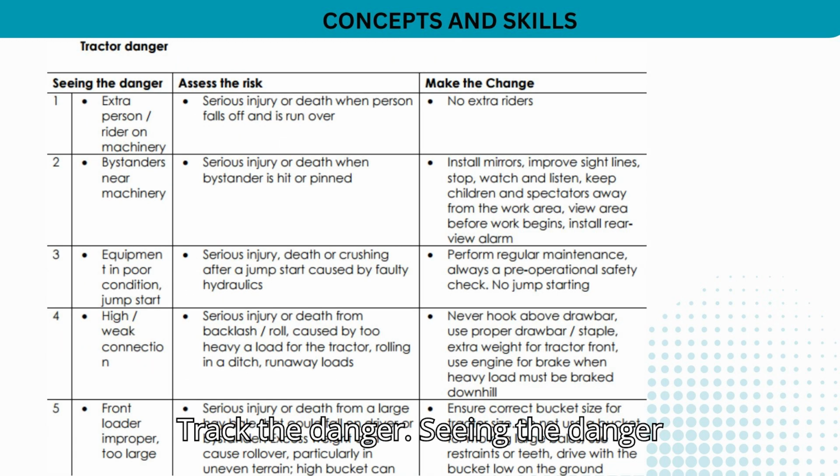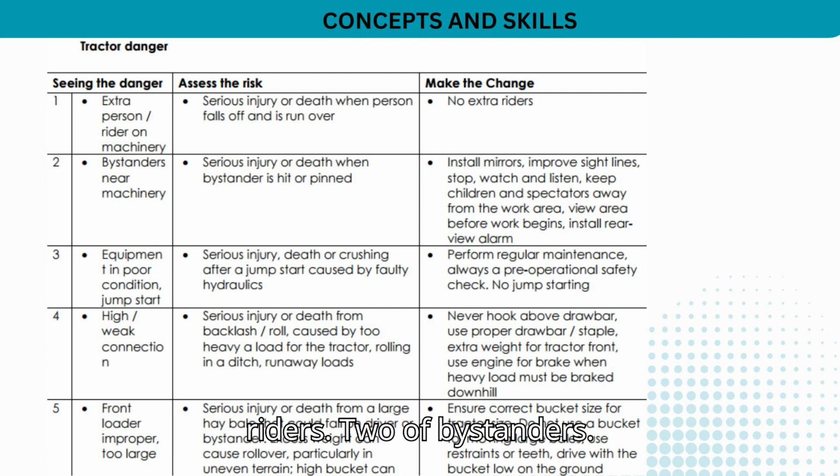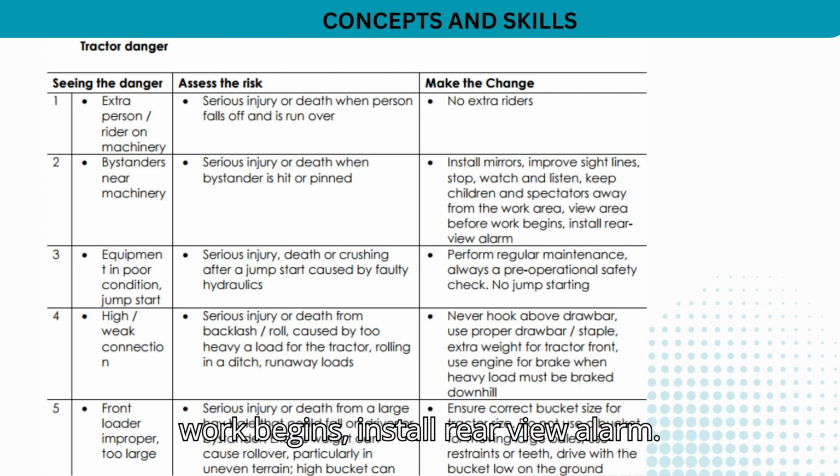Tractor danger. See the danger, assess the risk, make the change. 1. Extra person or rider on machinery. Serious injury or death when a person falls off and is run over. No extra riders. 2. Bystanders near machinery. Serious injury or death when a bystander is hit or pinned. Install mirrors, improve sight lines, stop, watch and listen, keep children and spectators away from the work area, view the area before work begins, install a rear view alarm.